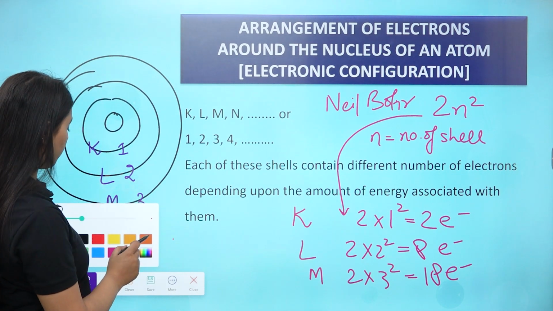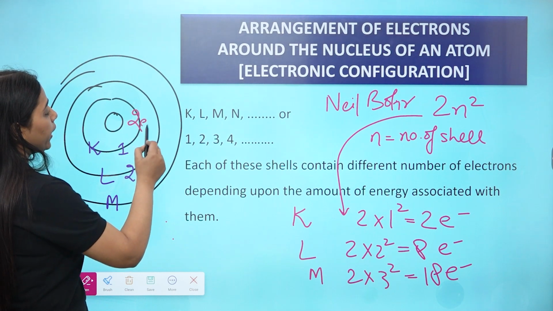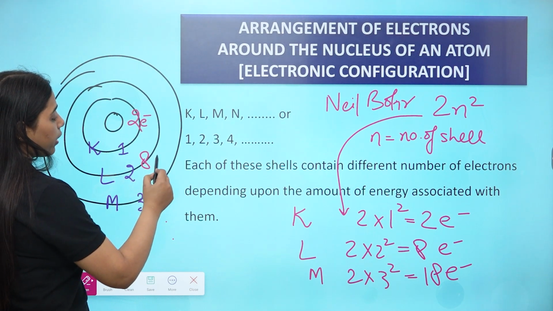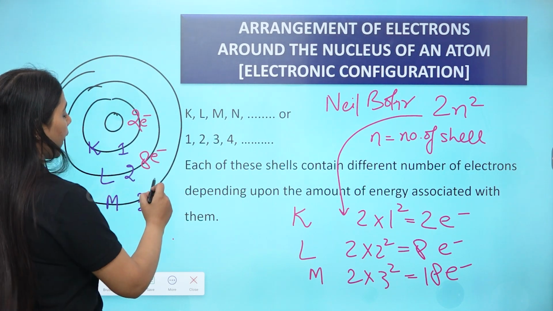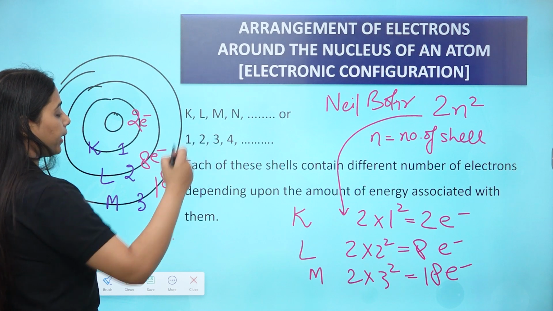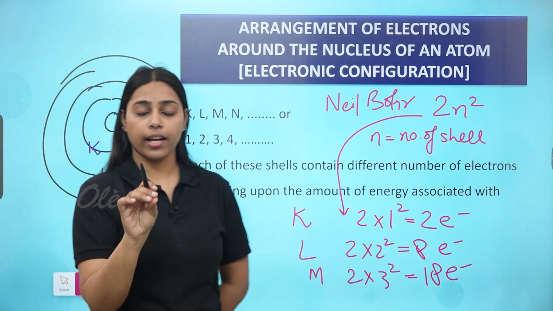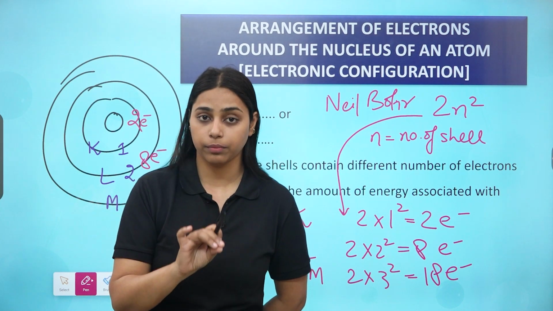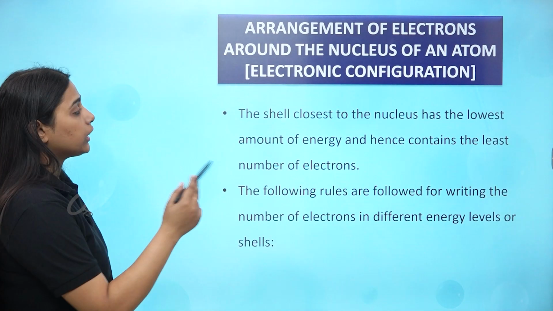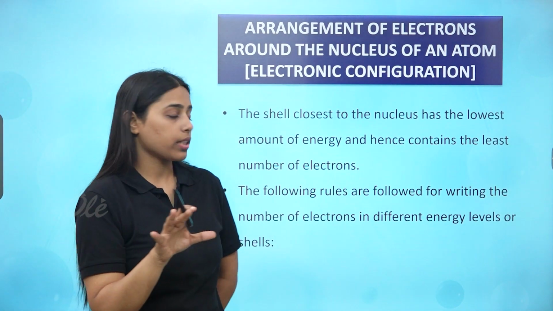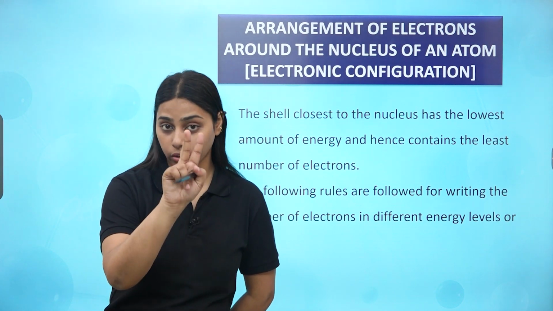From this diagram, you can see that the first shell will have 2 electrons. The second shell will have 8 electrons, which is the maximum limit of this shell. And the third shell will have 18 electrons. In this manner, you arrange the electrons according to the atomic number of any element, and this signifies its electronic configuration. The shell closest to the nucleus has the lowest amount of energy, so it contains the least number of electrons. So you saw 2 electrons only.